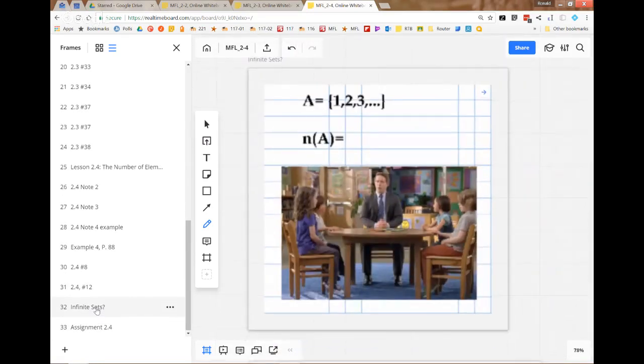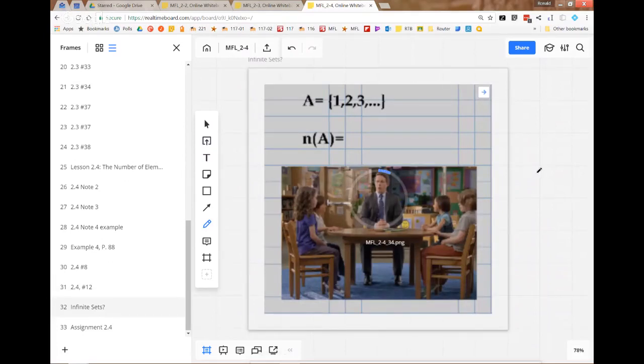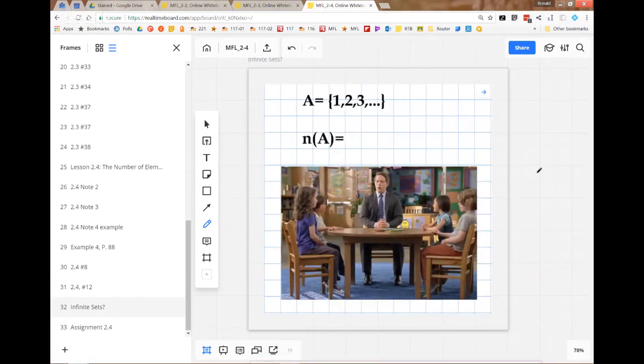So I just want to make a comment. Lesson 2.5, we're going to talk about this next time, but how many elements does set A have on top here? So what's the number of elements in set A? Infinity. Yes. And that's what we're going to talk about next time. And I'll just show you a little video here, which is kind of cute.